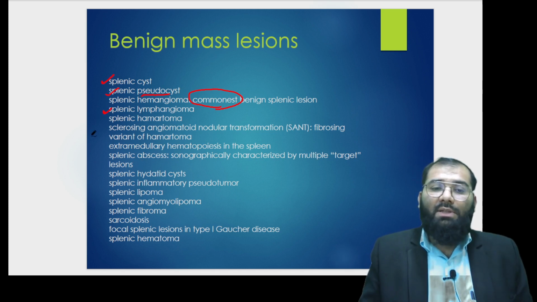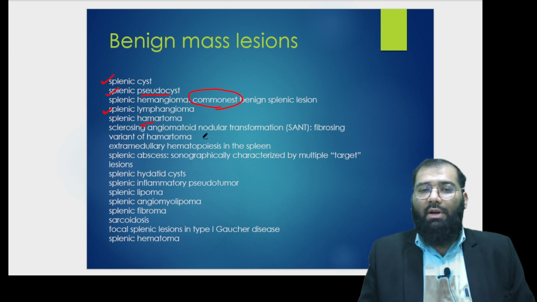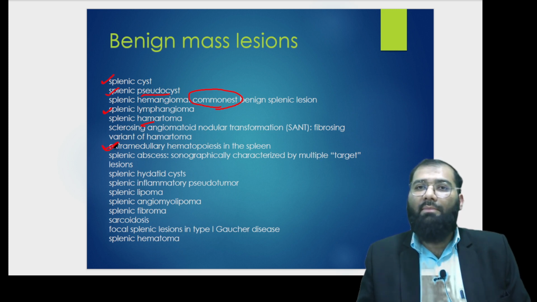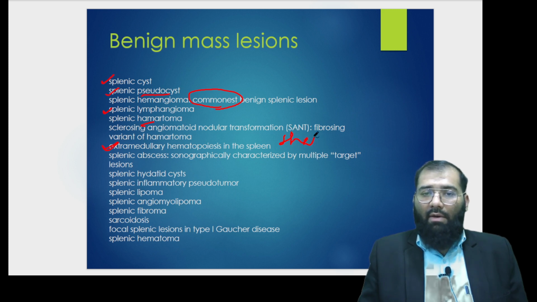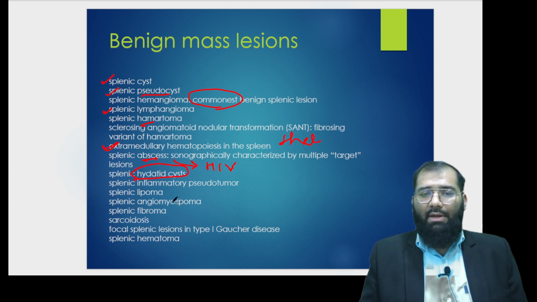And next important is splenic lymphangioma, hamartoma, and splenic calcified granulomas can be seen. Then there are angiomatoid nodular transformation, variants of hamartoma, and extramedullary hematopoiesis, which we have seen right from the beginning, especially in thalassemia, with severe massive splenomegaly. Splenic abscess, especially in immunocompromised patients, HIV patients, you can have multiple splenic abscesses. Splenic hydatid cyst is again one of the common entities. Inflammatory pseudotumors, lipoma, angiomyolipoma, fibroma, sarcoid, focal splenic lesion.